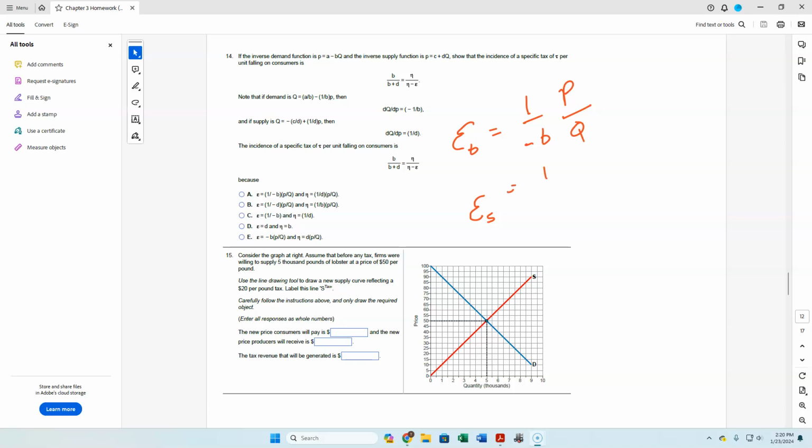In this case, it would be 1 over, now my D term here, D, P over Q. Which, if we look at this here, looks to be like the letter A here. So this should be just definitional. And then number 15.